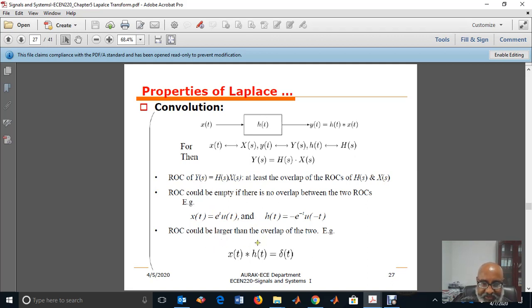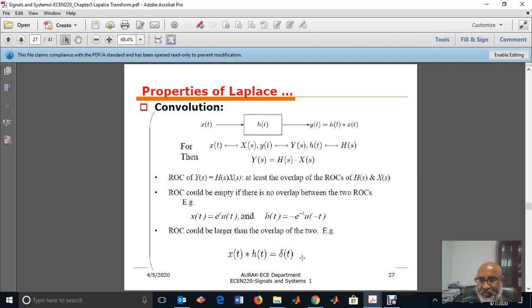Region of convergence could be larger than the overlap of the two. In what case? For example, if I have x(t) convolved with h(t) equal to Dirac delta(t). Dirac delta(t) is the impulse. So we know that the Laplace of Dirac delta(t) is equal to 1.